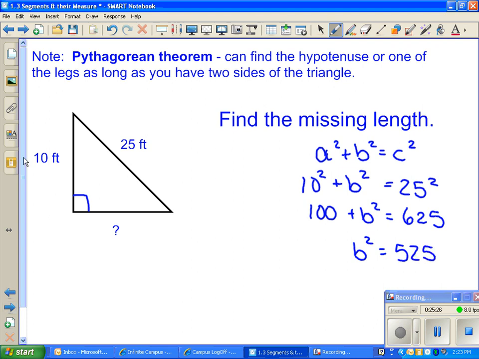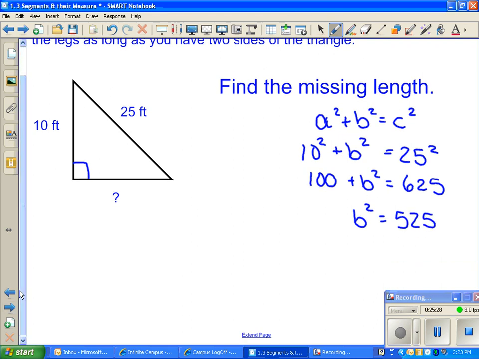How do you get rid of a square? Take the square root. Remember, we are only interested in the positive square root. That's why I'm only writing the positive square root of 525. Check yourself. Check the calculator. Make sure it doesn't come out to be a whole number. This one doesn't. But square root of 25 would be what number?